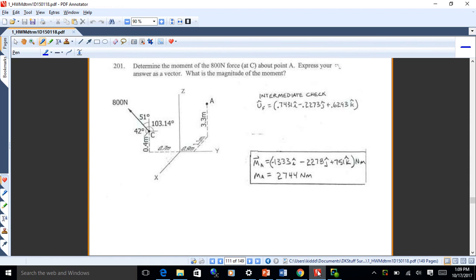Now, what you want to do on this, if you want to find a moment, what you've got to do here is work through the basic pieces of a moment. The basic pieces are the vector from the point to the force, which we call R, because R is how we call out position vectors.